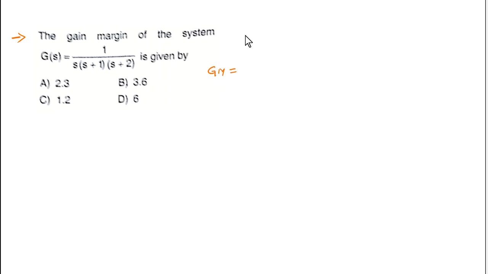So gain margin is nothing but the maximum value of K for stability, I'll write it down here, maximum value of K, that is the gain for stability, divided by the given value of K.